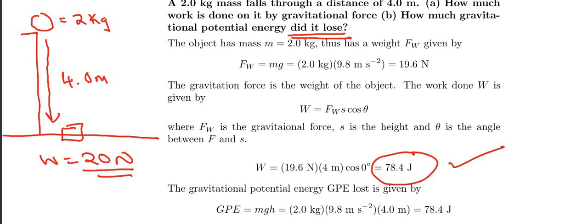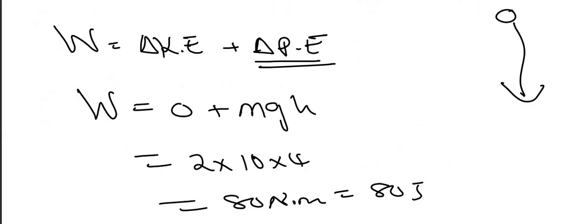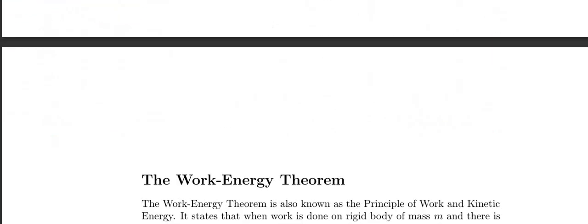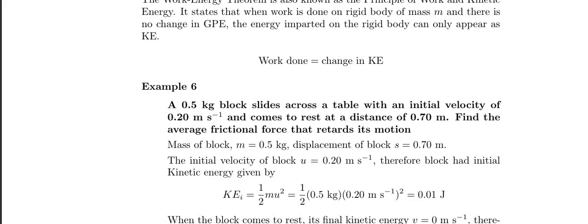So the same value we got for work will be the same value we get for potential energy because of this equation here. So work can actually be equal to the potential energy. So that's what you have. Then we have the next one, the work-energy theorem. So here is what you have.